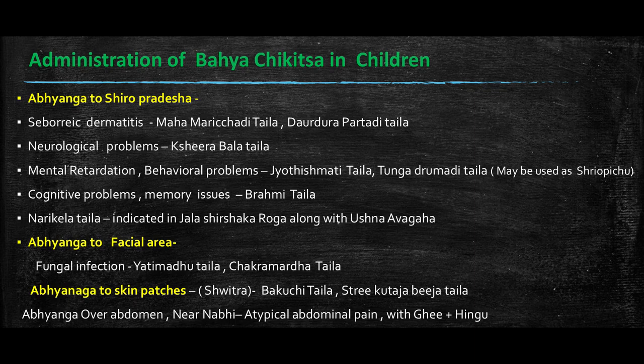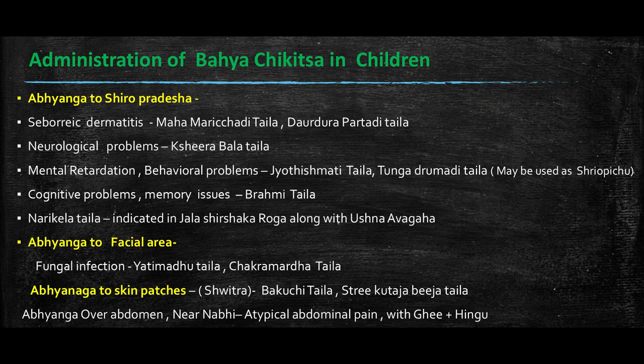That is a type of Swedana, Ushna Avagaha. Before that, there is an Abhyanga with Narikela Taila, which is mentioned in the treatment. So, these are the different issues where simple bahya chikitsa can help the child. For Abhyanga to the facial area, certain fungal infections appear there with white dots and all. Then Yashtimadhu Taila is very simple, Chakramarda Taila Abhyanga can be done. See, oral administration is not at all required. Simply by external administration, you correct the problem.